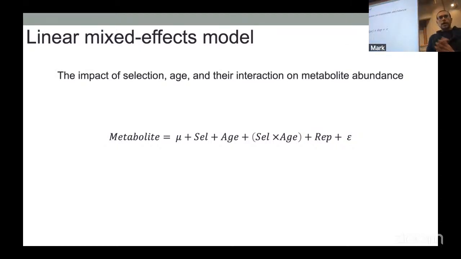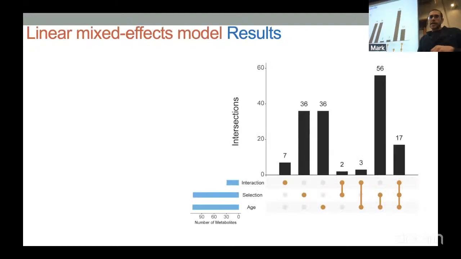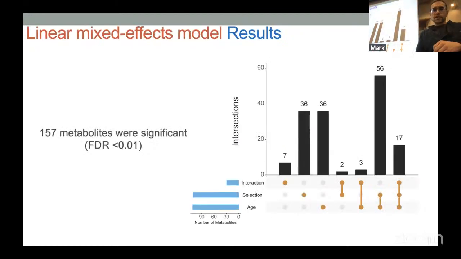We did that initially. This is an upset plot showing those results. Unsurprisingly, most of our data set comes up as significant because we have a panel that was from a center doing aging work, so maybe not that surprising. What we can pull out from this, though, is most of our significant metabolites are dealing with either selection or age, and there's actually not a lot of interaction terms here.